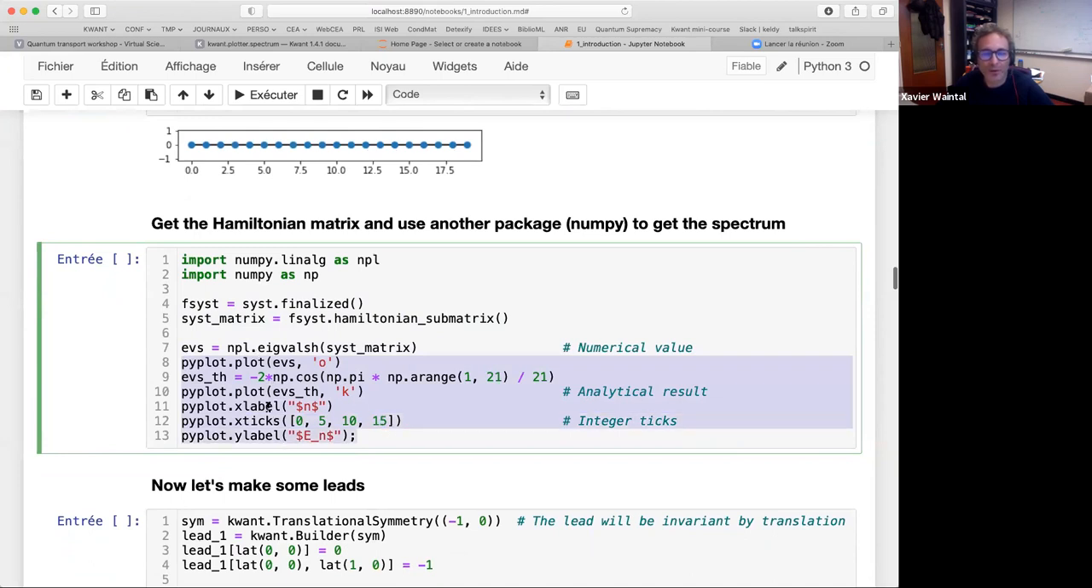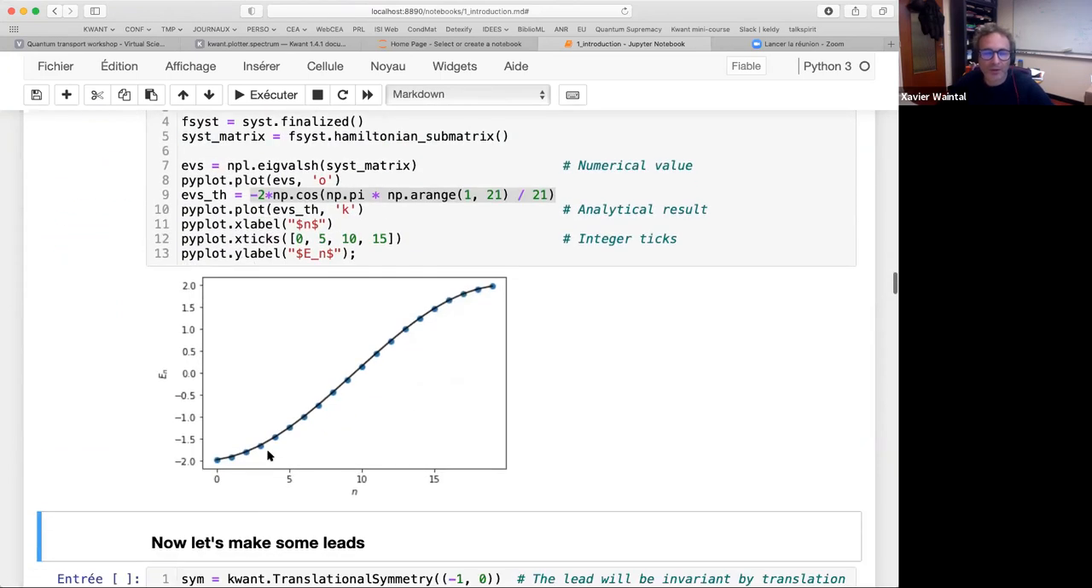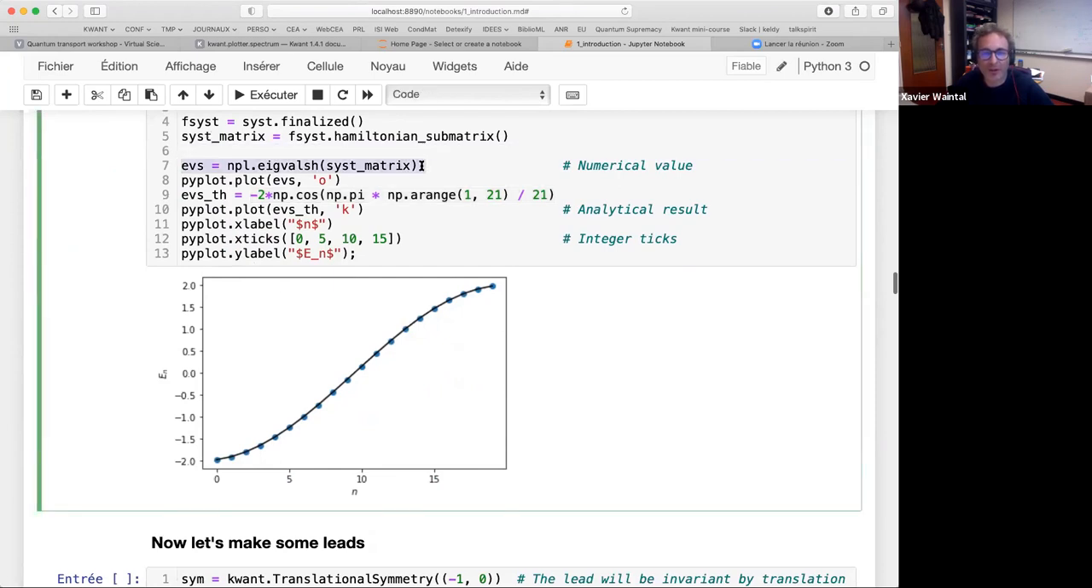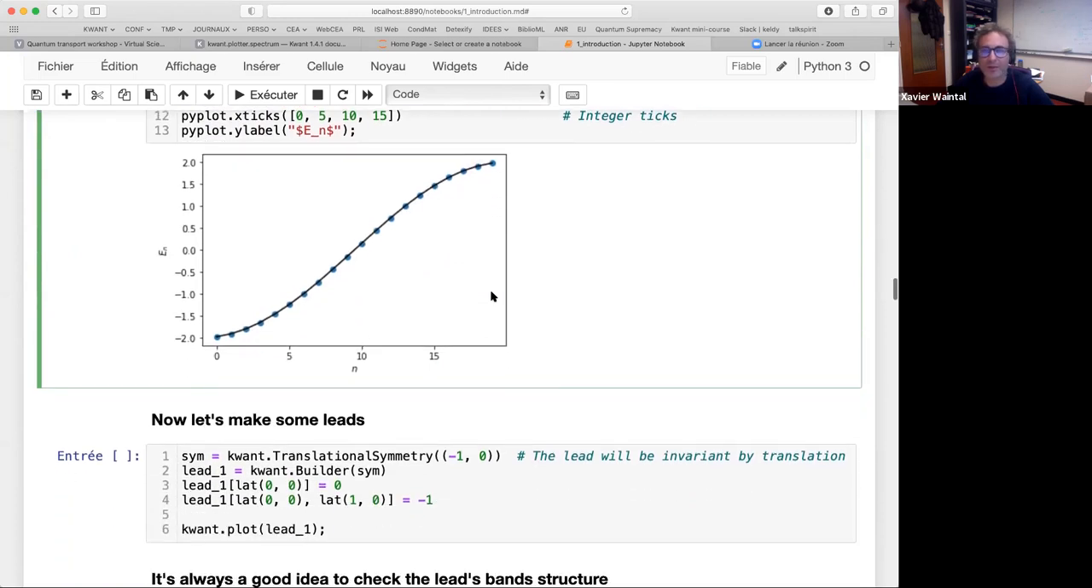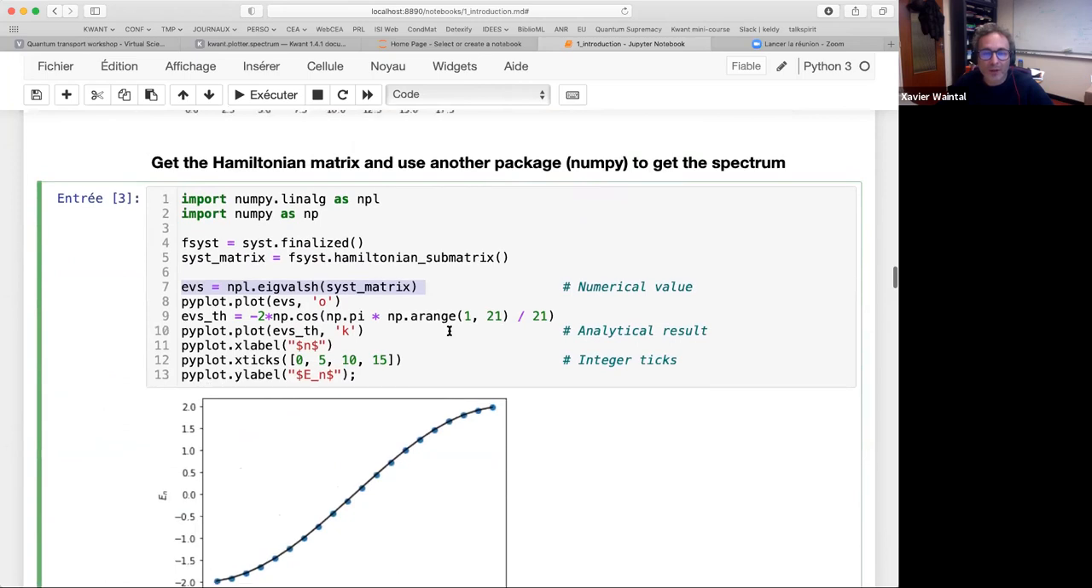And I won't go through all the details here, but here I have also the exact spectrum, which I could compute analytically and compare the two. So the circles correspond to the result of the numerical diagonalization, and the line corresponds to the analytical result, and we are very happy because it matches. So far it's a finite system.